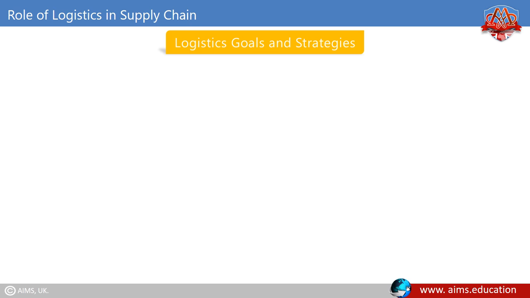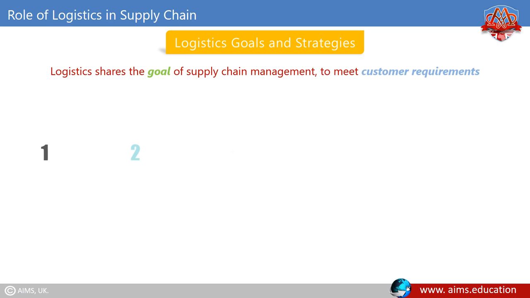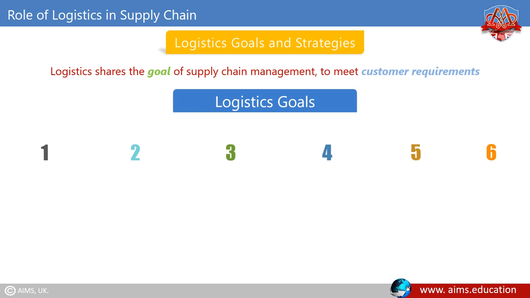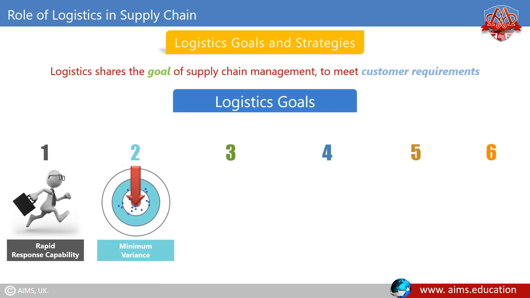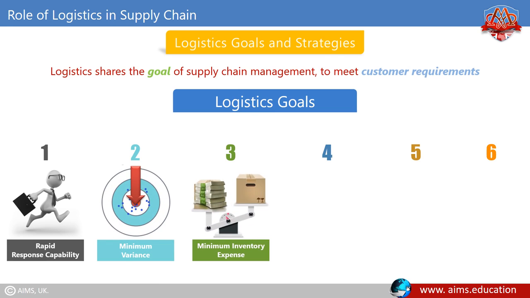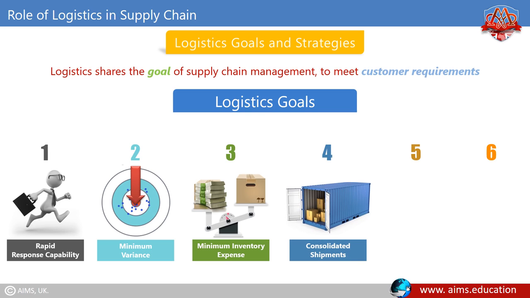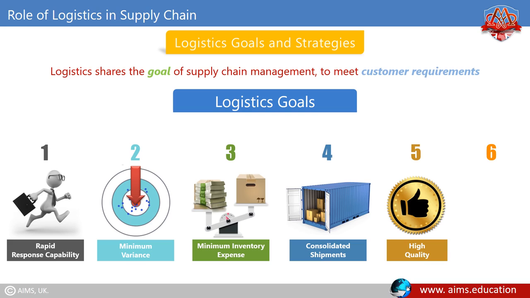Logistics goals and strategies. Logistics shares the goal of supply chain management to meet customer requirements. There are a number of logistics goals that most experts agree on. Respond rapidly to changes in the market or customer orders. Minimize variances in logistics service. Minimize inventory to reduce costs. Consolidate product movement by grouping shipments. Maintain high quality and engage in continuous improvement. And support the entire product lifecycle and the reverse logistics supply chain.